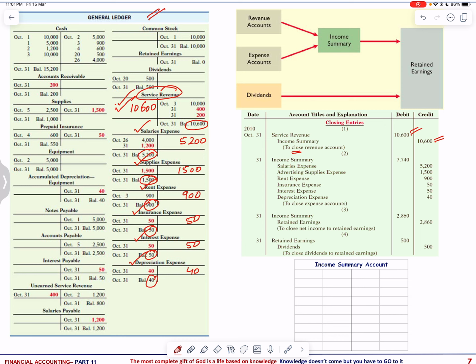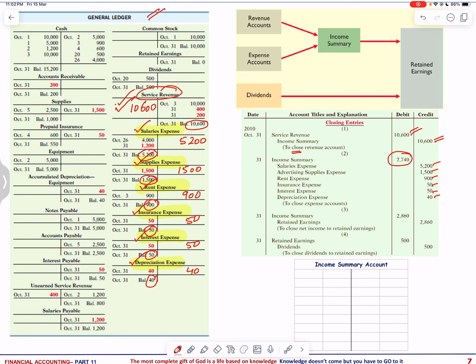For all the expenses, salaries expense, supplies expense, rent, each one, when we are closing the expense account, each of the expense accounts is going to be credited by the respective balances, and income summary is going to be debit.